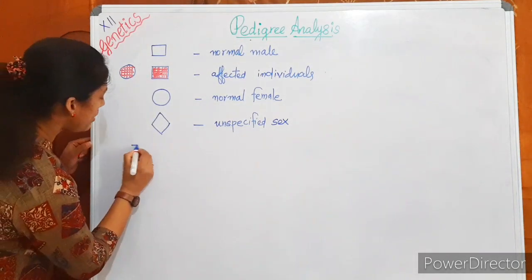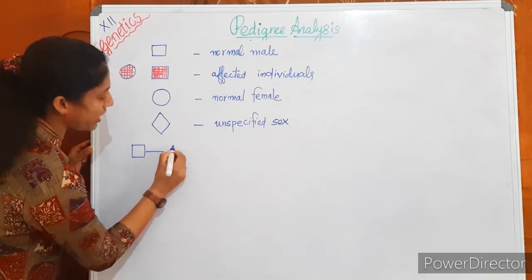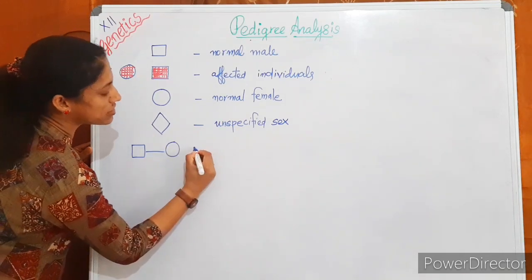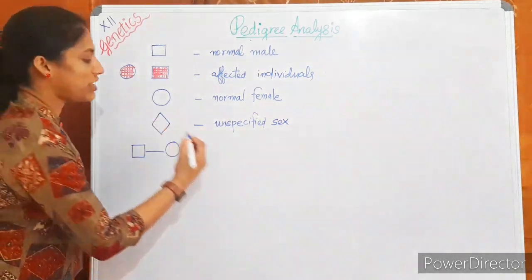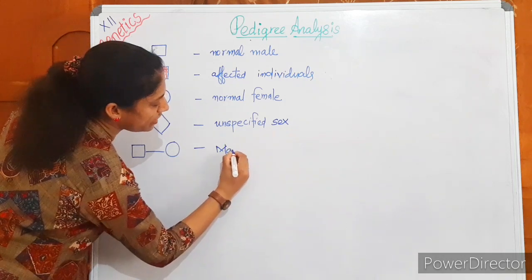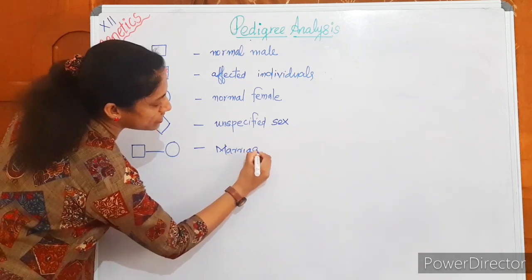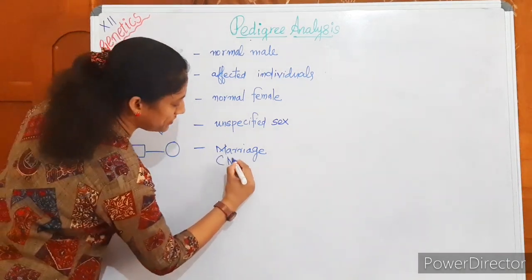Next, a square symbol with a horizontal line connected to a circle, what does it indicate? Simple fact, it indicates marriage. So it is a marriage line, or mating, we can say. Male mated to female.